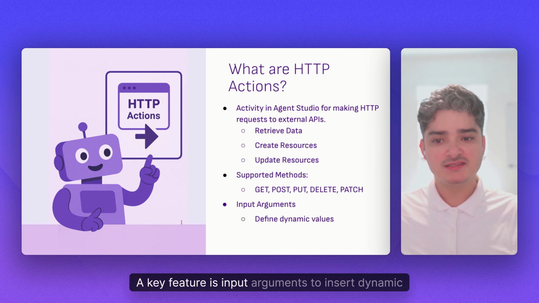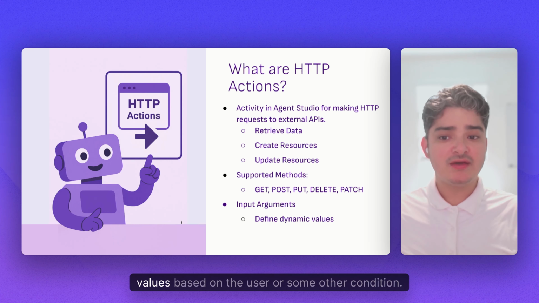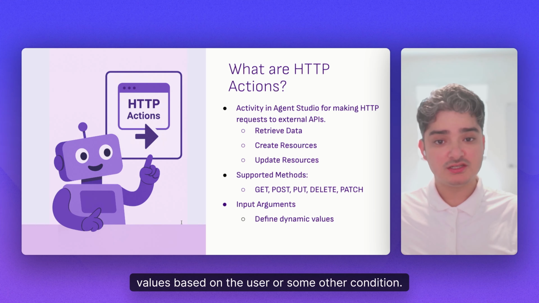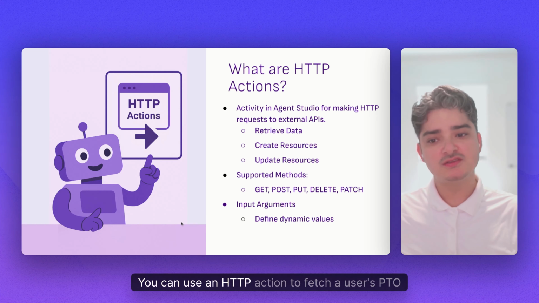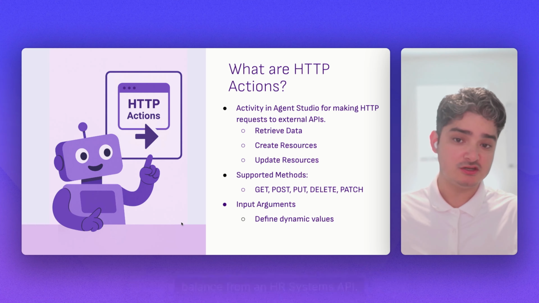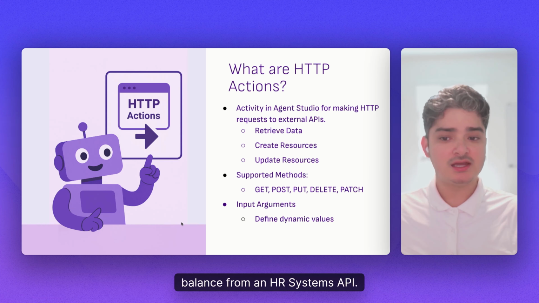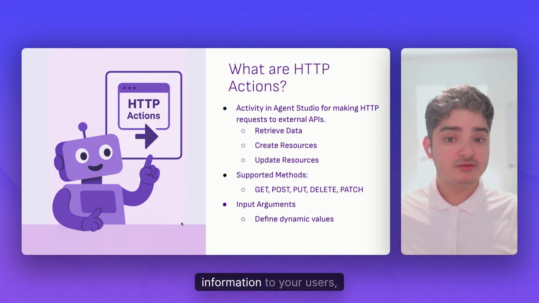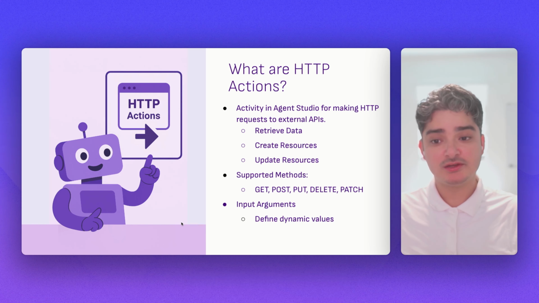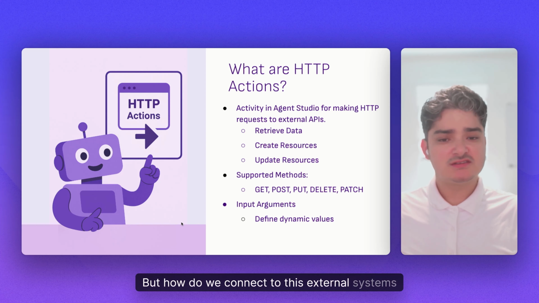A key feature is input arguments to insert dynamic values based on the user or some other condition. Consider an example. You can use an HTTP action to fetch a user's PTO balance from an HR system's API. This allows your plugin to provide real-time information to your users, enhancing their experience. But how do we connect to these external systems first?